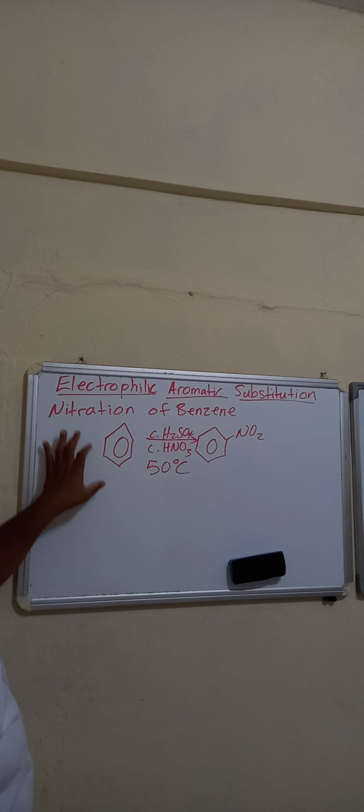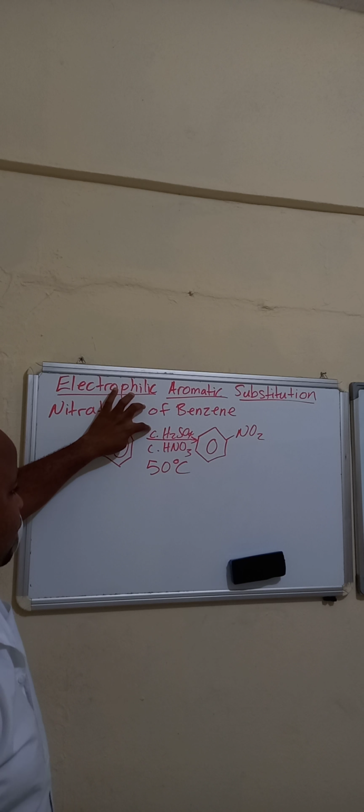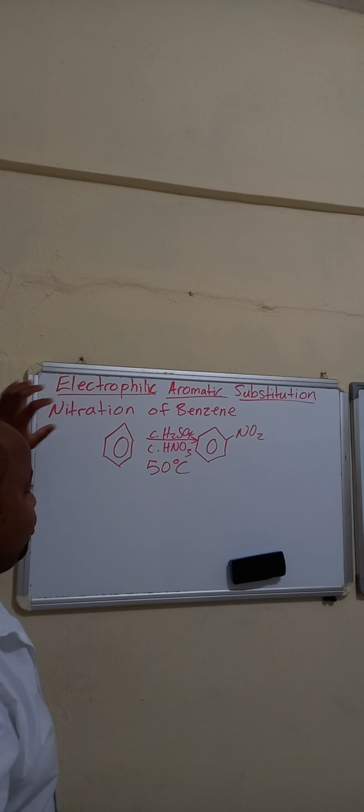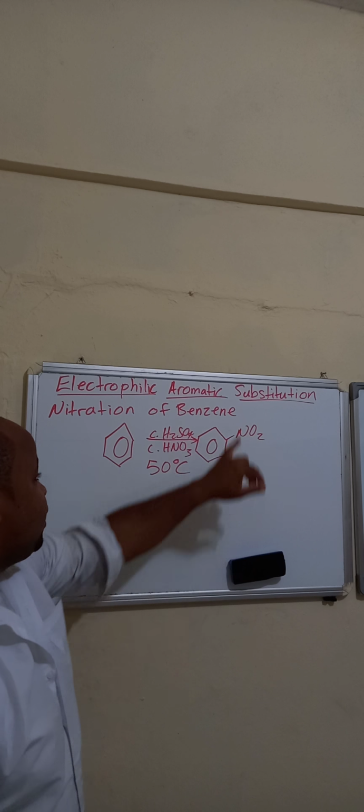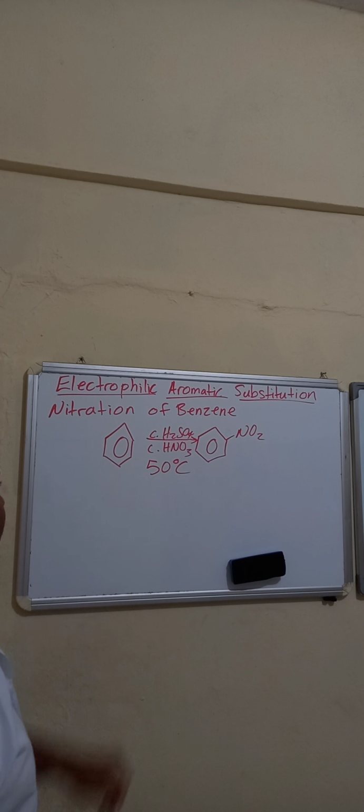So if you want to convert benzene to nitrobenzene, concentrated sulfuric acid, that's the catalyst. You use the nitric acid to generate the electrophile, which is the nitronium ion, and the temperature of about 50 degrees Celsius. Alright? So let's do the mechanism now.